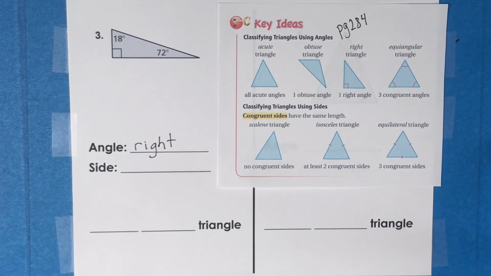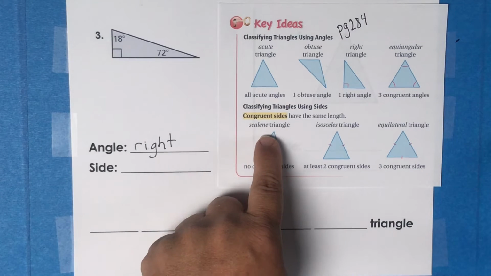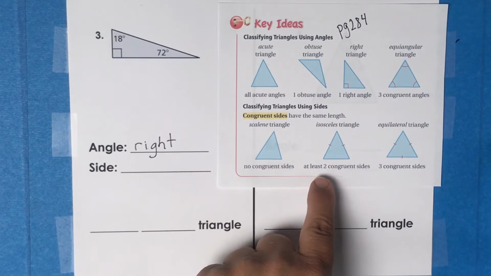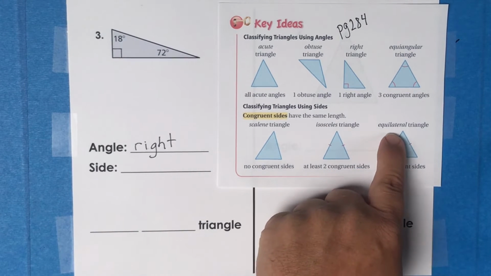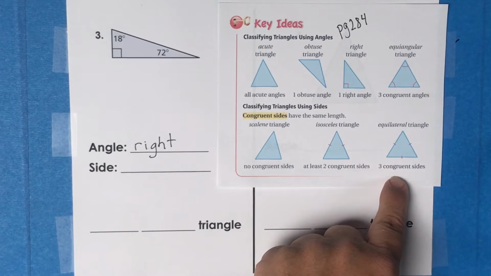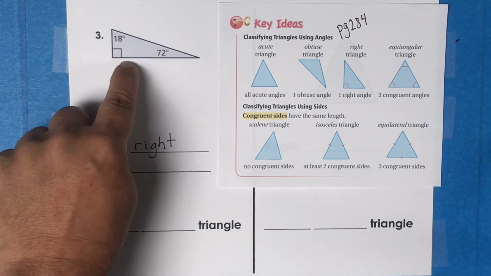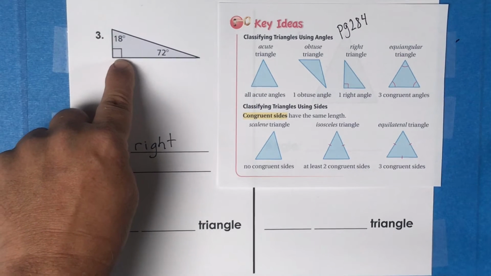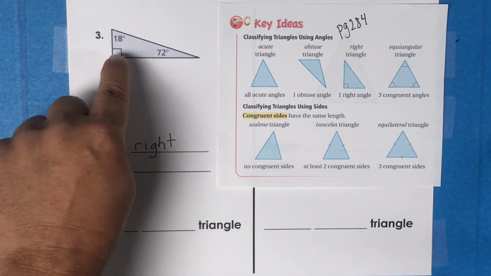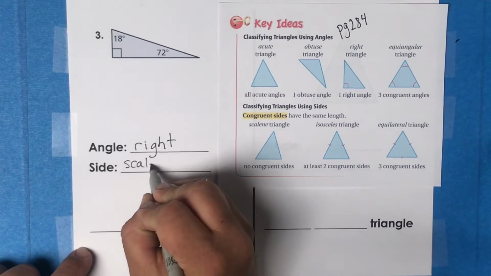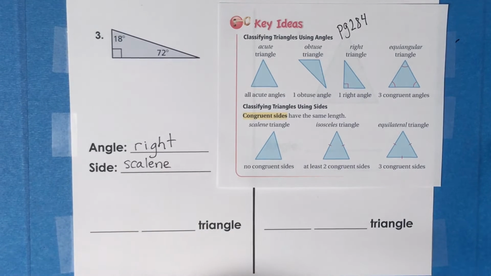Now, looking at its side length, we need to take a look. Scalene, no congruent sides. Isosceles, at least 2 congruent sides. Equilateral, meaning all 3 sides are congruent. Well, in this particular case, we notice that no sides are the same length. So this would make this a scalene triangle because no congruent sides. So the formal classification of this triangle would be a right scalene triangle.